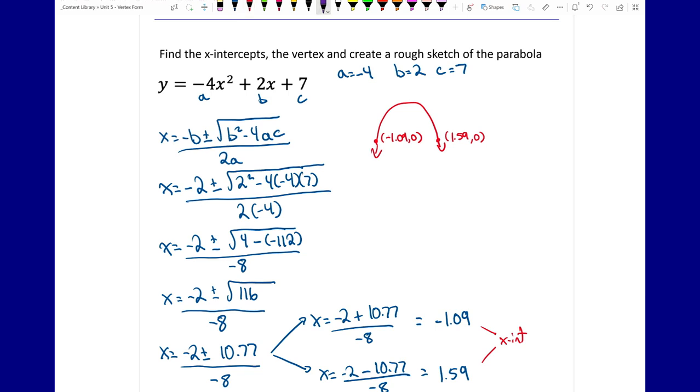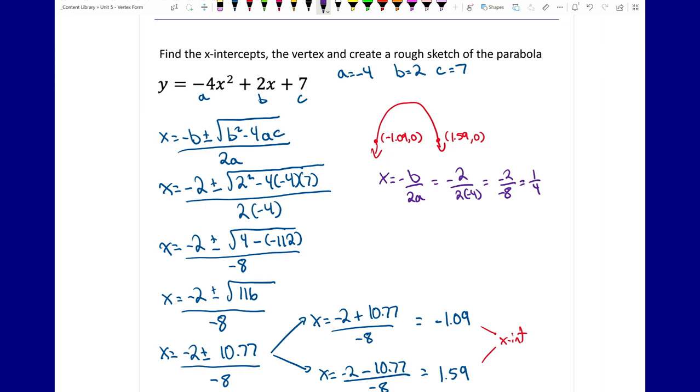Right? I could find the x value in between, to find the middle value of those two, or I could use the formula, negative b divided by 2a. If I go back up to my formula, negative b divided by 2a. So I have negative 2 divided by 2 times negative 4, or negative 2 over negative 8, or 1 over 4.